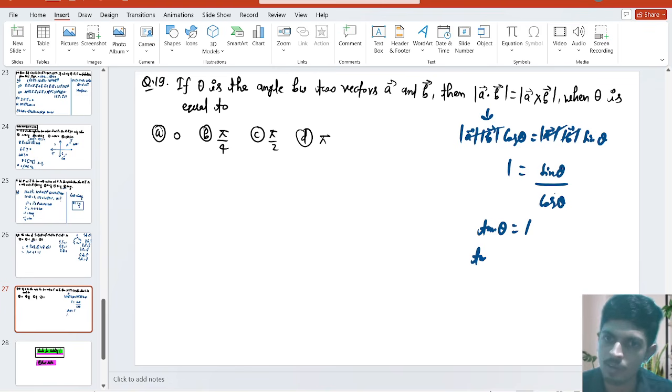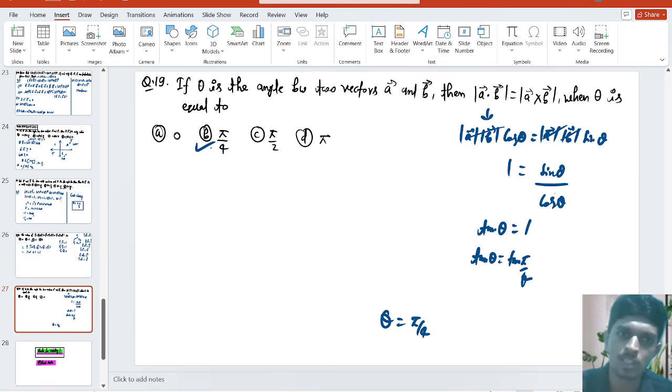So tan theta equals 1, which is tan pi by 4. So we get theta equal to pi by 4. So which option is it? Option number B will be correct. I hope it is clear to you.